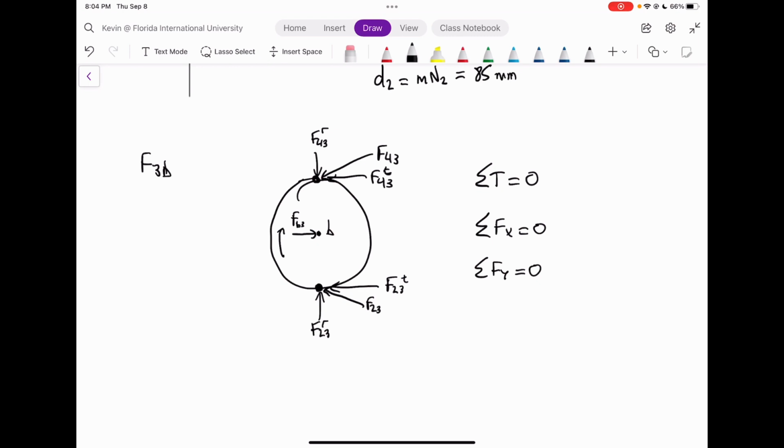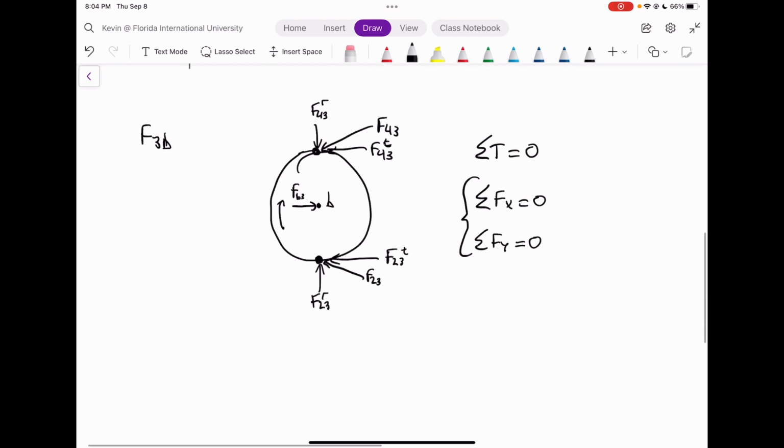So we actually know F43 immediately. We don't actually have to use the sum of the torques this time, because we only have one idler. We don't have two idlers. So we can use these relations to figure out what is our FB3, or our F3B essentially. Okay, so the first thing we can do is we're going to try and find FB3 first.